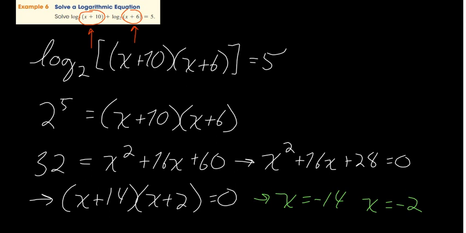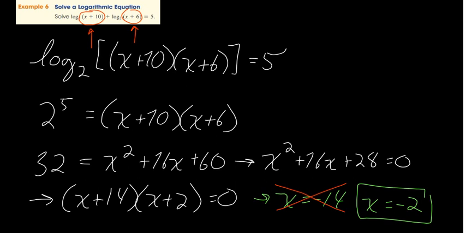If I plug in a negative 14, well, negative 14 will not work, right? Because negative 14 plus 10 is what? That's negative 4. So that's immediately not going to work. Okay, so this tells me that that does not work. But negative 2, if I plug in a negative 2, negative 2 plus 10, well, that's good. That's positive 8. Negative 2 plus 6 is going to be a positive 4. So this tells me that the negative 2 does indeed work.